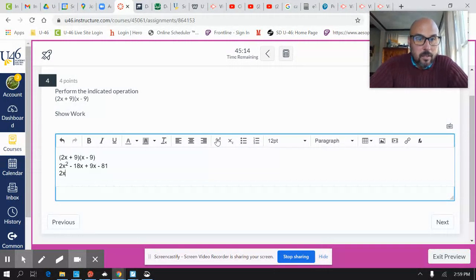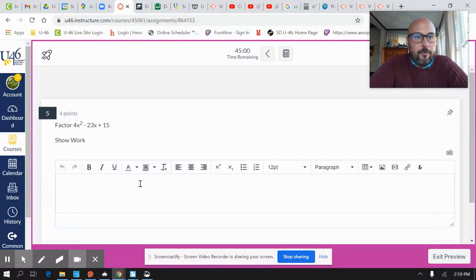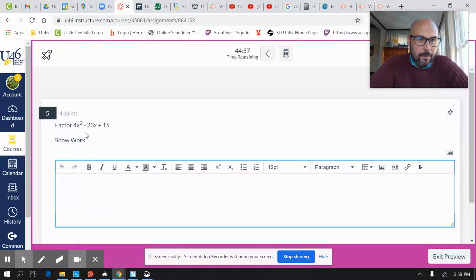And then combine like terms. There's no like term for the x squared, so that's stuck there. But negative 18x and 9x make negative 9x, and then minus 81. So here's my final answer. Factor. Okay, so this one I'm going to do what's called the master product.